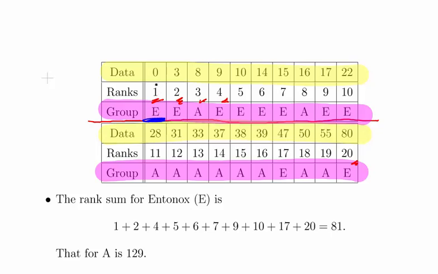So for E, we have 1, 2, 4, 5, 6, 7, 8, 9, 10. Sorry, I think I've got one extra there. All right, no, that's all 10 there, yeah. Okay. So just collect them all up and add up all of those ranks. If I added them all up, I should get 81.